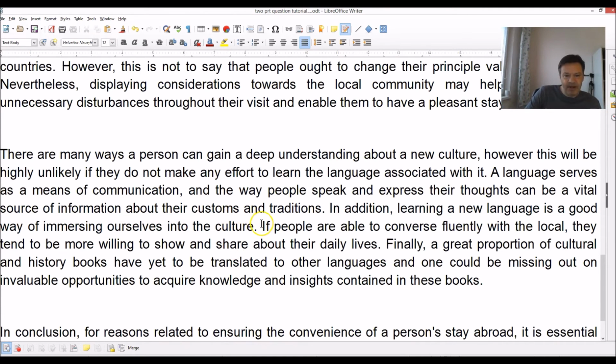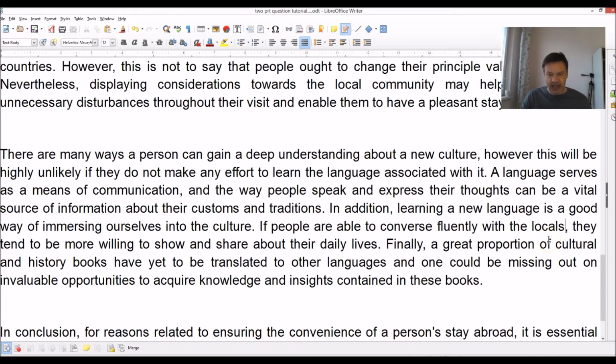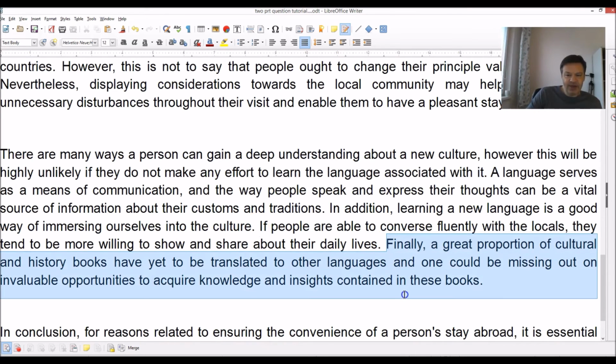Now, if people are able to converse with the locals, they tend to be more willing to show and share about their daily lives. Okay, that's a different idea. And then finally, a great proportion of cultural books. Then there's a completely new idea about reading books. So, and there's no specific example.